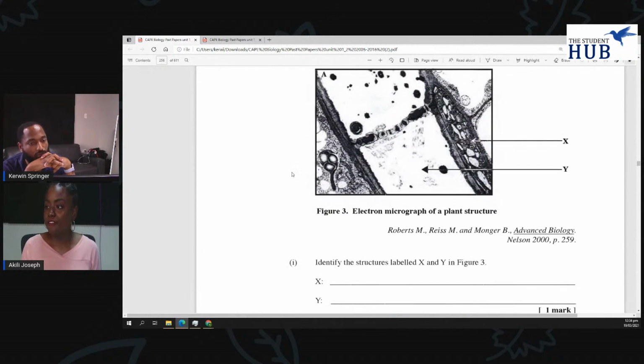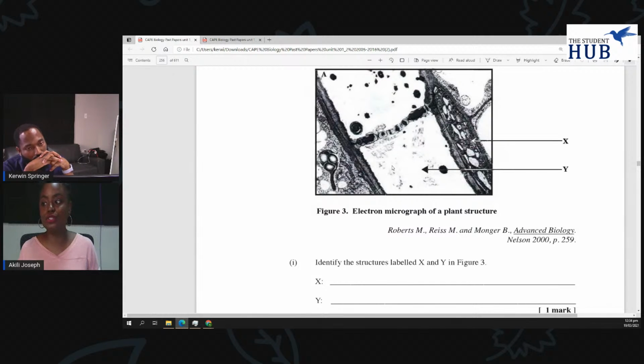And lastly, for part C, they give you this image, right? They say this image, figure 3, is an electron micrograph of a plant structure, and they want you to tell them what the structures labeled X and Y are, right? So again, this is testing our theory, and you should be able to identify this image knowing that this is a section of a phloem tube, right? So this is your sieve tube and its associated companion cell, right?